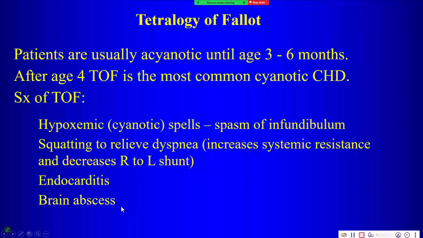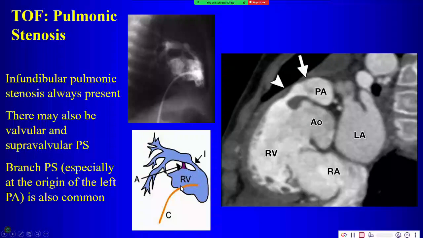Other complications: endocarditis, and also brain abscesses. Whenever you have right to left shunting, bacteria can get into the systemic circulation. Bacteria are always entering the venous circulation. But if you have right to left shunting, then without being filtered by the capillaries in the lungs, those bacteria have direct access to the systemic arterial circulation, and brain abscesses can be one manifestation of that.